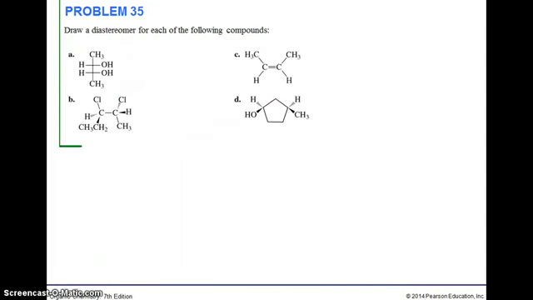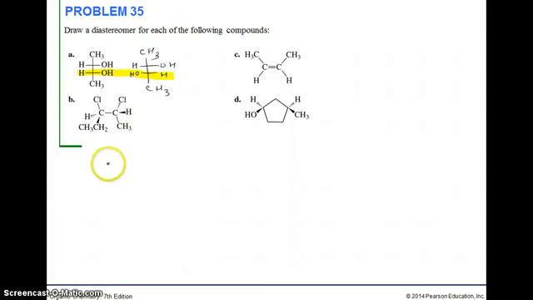Problem 35. In order to draw a diastereomer for any of these compounds, you just need to switch any one pair of substituents that are bonded to any of the asymmetric centers. So your answer may look a little bit different than mine, but that doesn't mean it's not valid if you've switched any pair. So for example, I'm going to switch these 2 here. So here's where I switched.